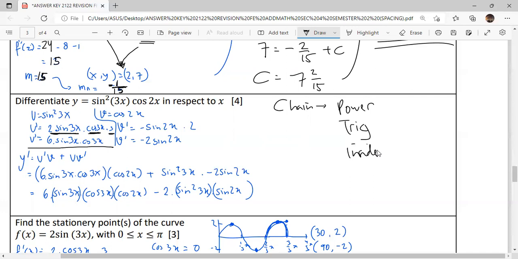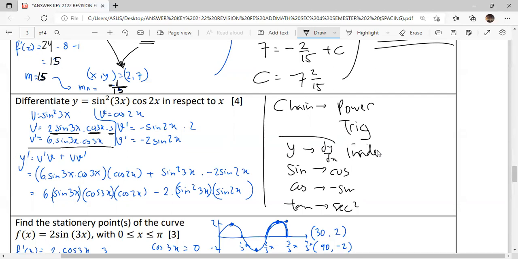Nah yang cos 2x lebih gampang, powernya nggak ada, ya udah langsung cos becomes negative sin, right? Ingat nggak cos jadi negative sin? Pokoknya kalau differentiate sin jadi cos, cos jadi negative sin, tan jadi sec square, right? Hafalin ya ini ya, differentiate ini y, ini dy dx-nya. Okay, dan beres. So negative sin 2x times 2, berarti 2-nya lu taruh depan, and then you use the multiplication rule.